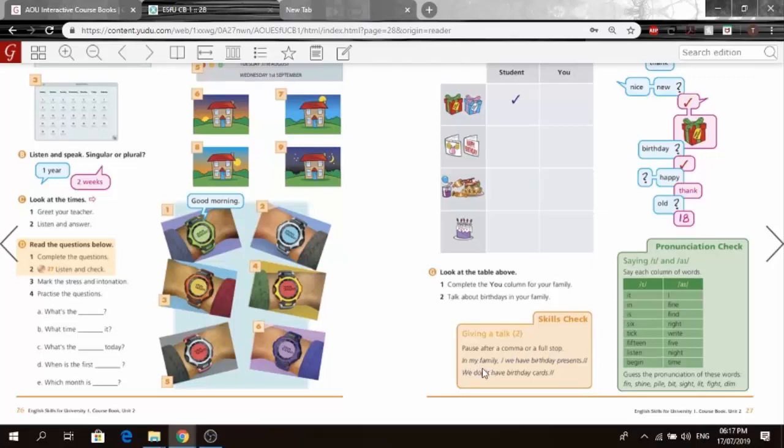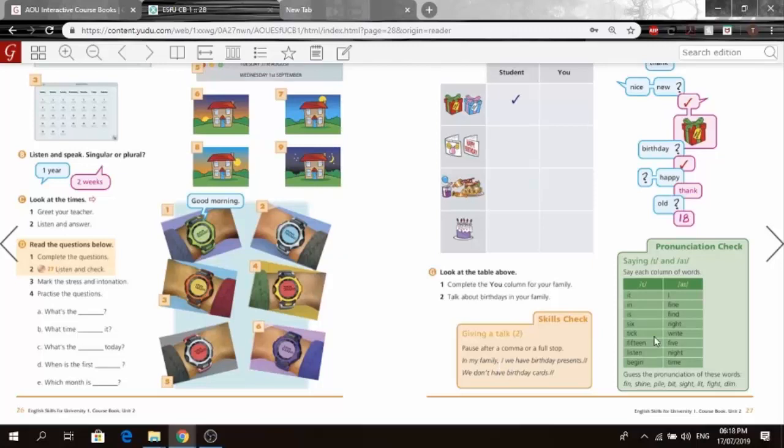So I could say, in my family, we have birthday presents. We don't have birthday cards. You see how I stopped more here? I don't know if you guys noticed it, but I'm sure you did. After that full stop, you stop for 1.5 to 2 seconds, and then you keep going. But for the comma, always leave a 1 second time frame between the comma and the sentence after that.